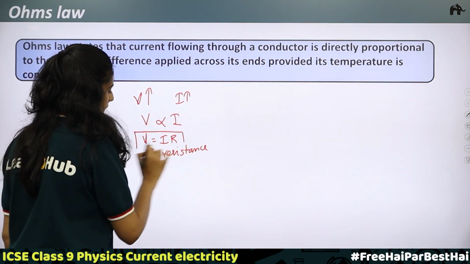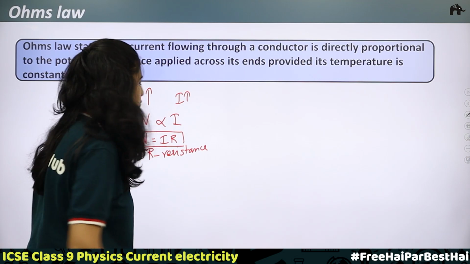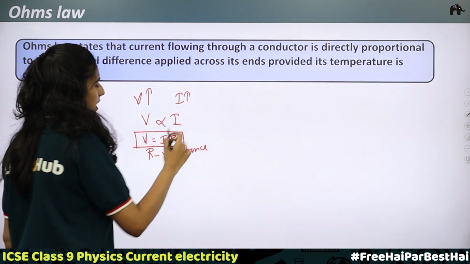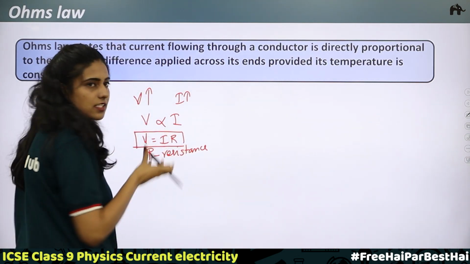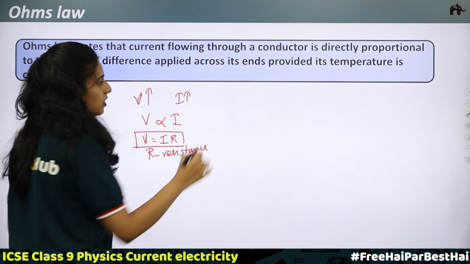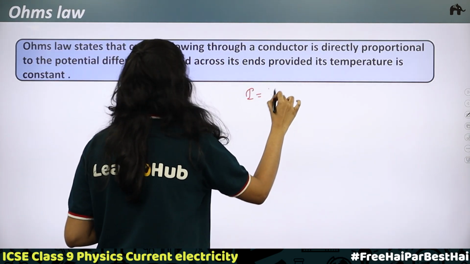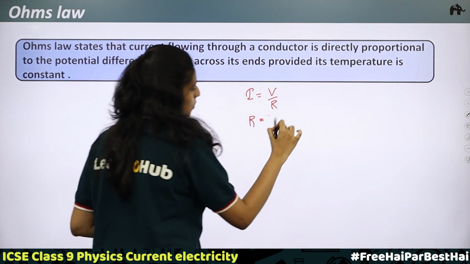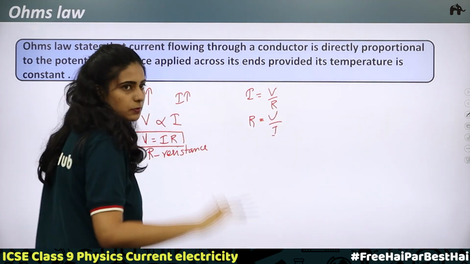V is equal to IR is the mathematical expression for Ohm's law. From this, if you are given the current and resistance, you can find the potential difference. When the potential difference and resistance are given, you can find current. Current I is equal to V by R, and resistance R is equal to V by I. These relations are possible.